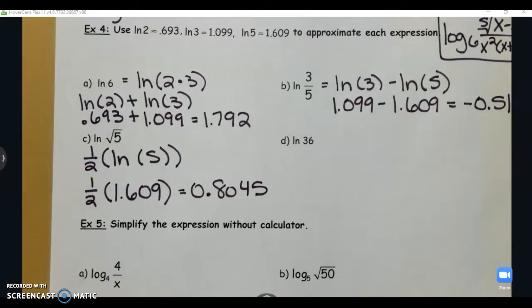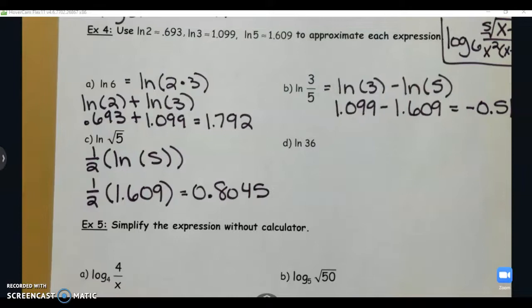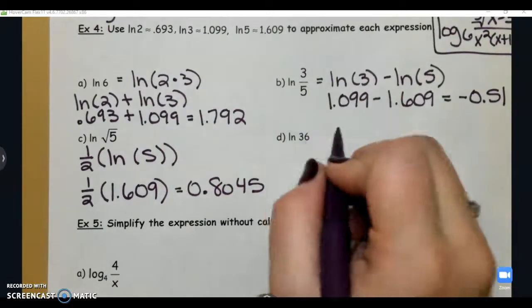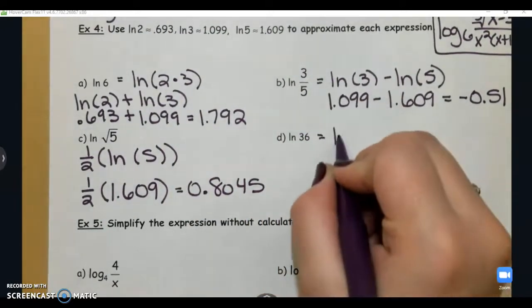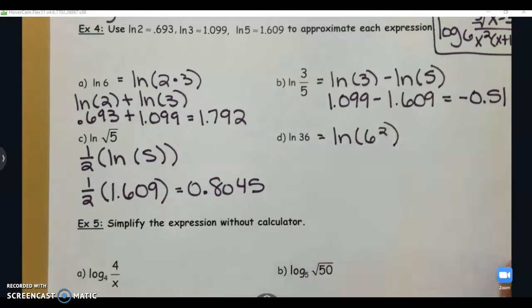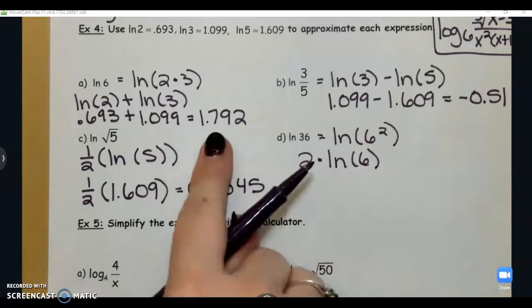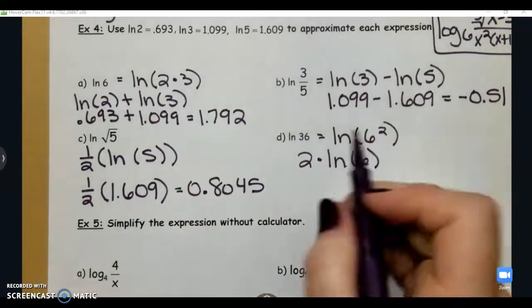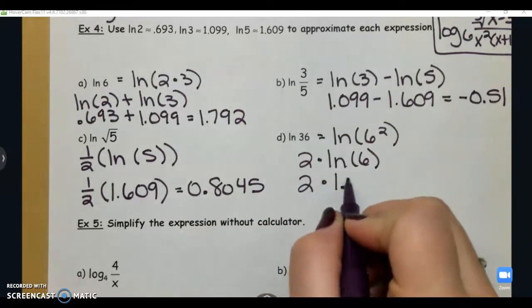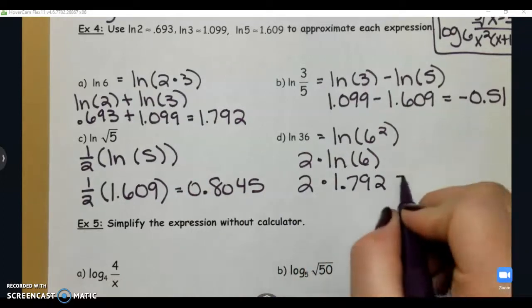All right, lastly, natural log of 36. Well, I'm still looking for something that's going to use 2, 3, or 5. Well, 36 is equivalent to 6 squared. So that's going to give me 2 times the natural log of 6, which I have already found previously in part A. So that's going to be 2 times 1.792, which in my calculator will give me 3.584.